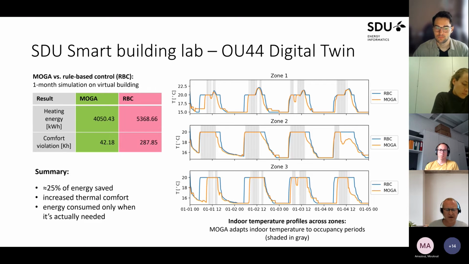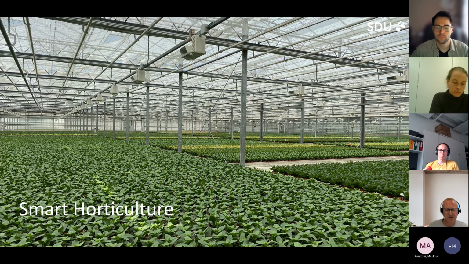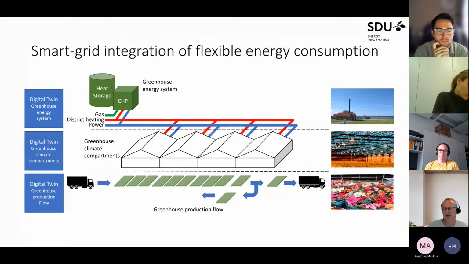One of the other things we're working on at the moment is a production system in horticulture, where we actually look into how we can optimize the whole production and the energy system of modern greenhouses. So here we are working with 3 different twins.